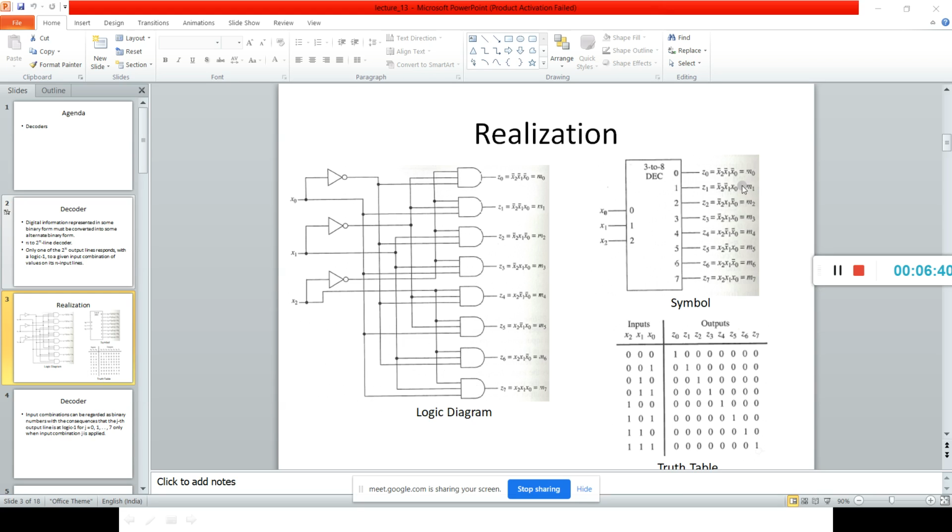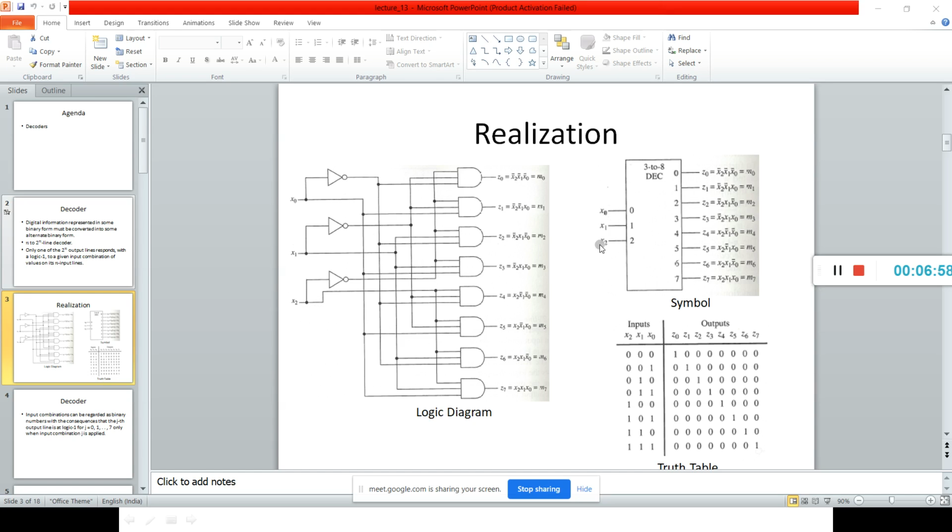3 inputs, 8 outputs. Okay. So what do you want to implement this? You want 3 input AND gates. So these are all 3 input AND gates. And we are generating the outputs Z0 to Z7 as a function of 3 inputs X2, X1, X0.